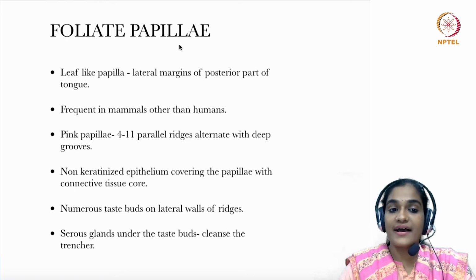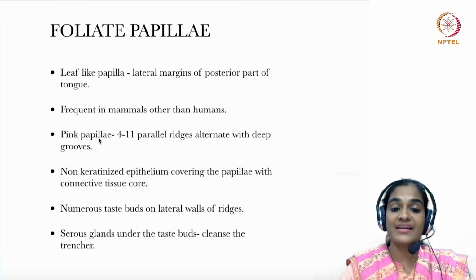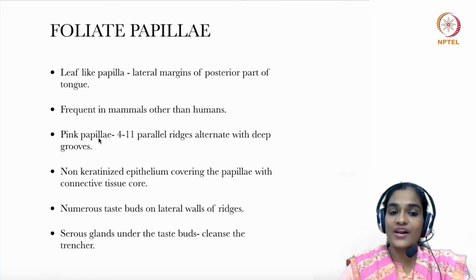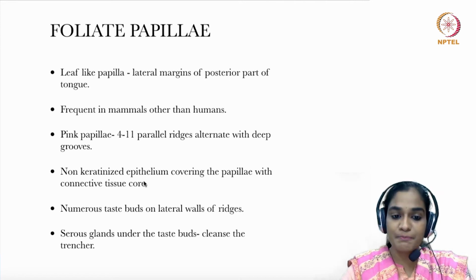Foliate papillae are leaf-like papillae which are present in the lateral margins of the posterior part of the tongue. They are more frequent in mammals other than humans. These are pink-colored papillae. 4 to 11 parallel ridges alternate with deep grooves. They have non-keratinized stratified squamous epithelium which covers the entire papilla, and this also has a connective tissue core. There are numerous taste buds present on the lateral walls of the ridges.